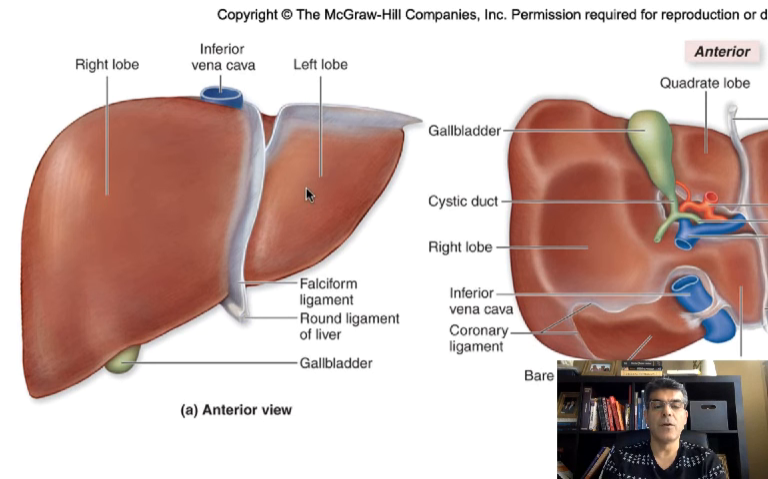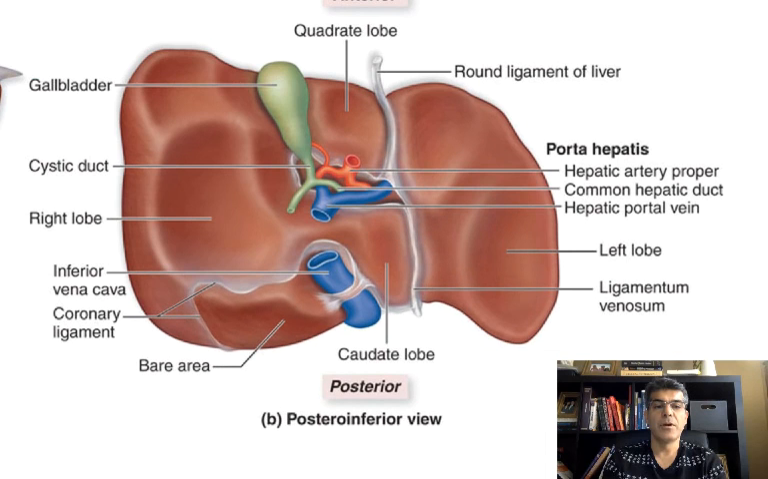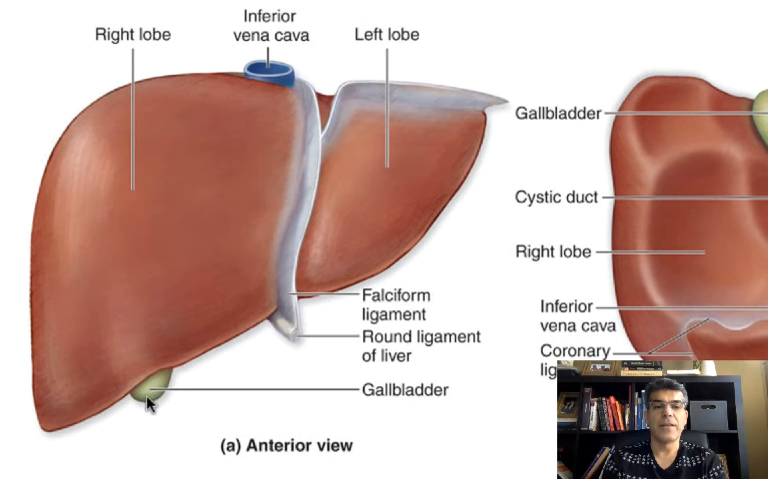The right and left lobes are separated from each other by a ligament called the falciform ligament. At the bottom of this ligament, we have another ligament called the round ligament. Since we have other round ligaments in other parts of the body, we call this one the round ligament of liver. On the top of the liver, of course, this would be your diaphragm. Now, if you grab this edge of the liver and pull it up, you're going to see your gallbladder. Here's my gallbladder right here.